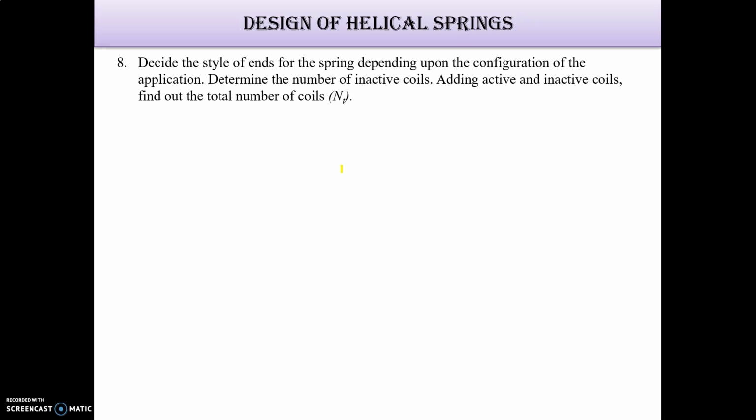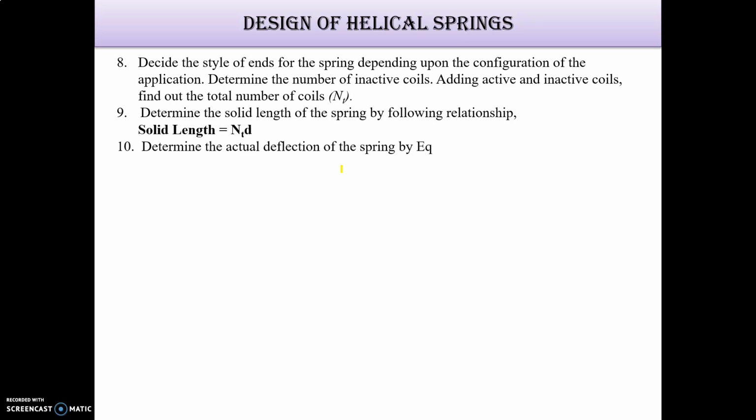Now decide the style of end. We have seen the styles of end for the helical tension spring and for the compression spring also. Based on that we have to select it. Then determine the solid length of the spring with the help of the relation NT into d, the number of active coils into the diameter of the wire. Then determine the actual deflection of the spring. Based on all these equations, the values we get will give an actual deflection, which will be somewhat different from the previous value.